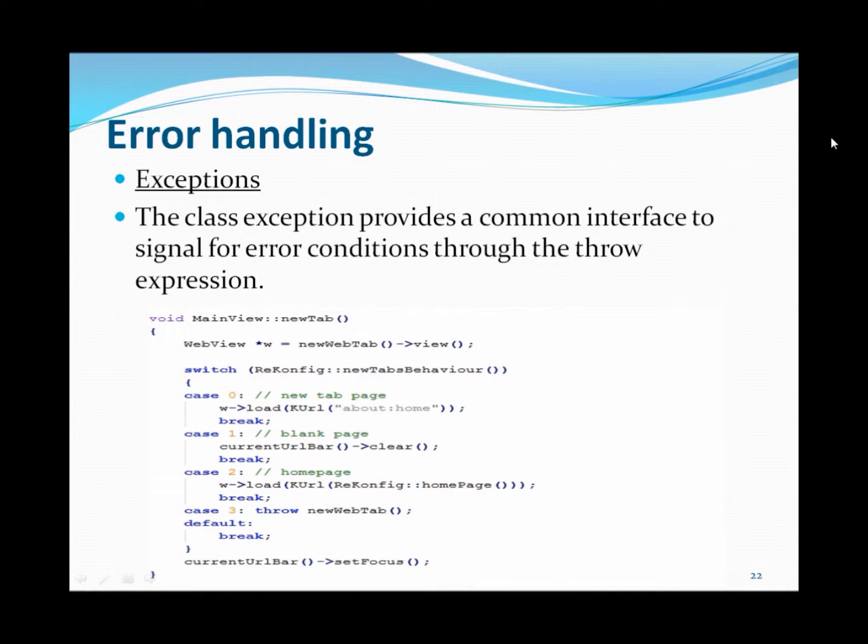So if we face that kind of unnecessary thing, it will exit the program. But if we can catch the exception and throw, then it won't exit. The program will run continually. So the class exception provides a common interface to signal error conditions through thrown exceptions.